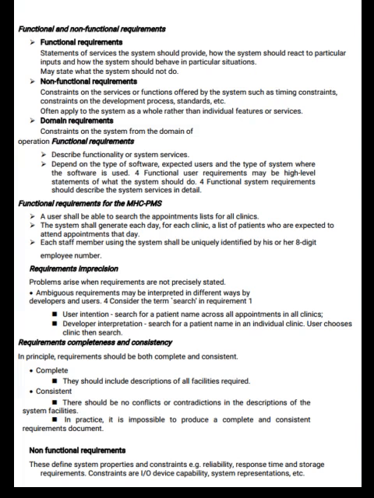Requirements completeness and consistency. In principle, the requirements should be both complete and consistent. Complete: they should include descriptions of all facilities required. Consistent: there should be no conflicts or contradictions in the description of the system facilities. In practice, it is impossible to produce a complete and consistent requirements document.